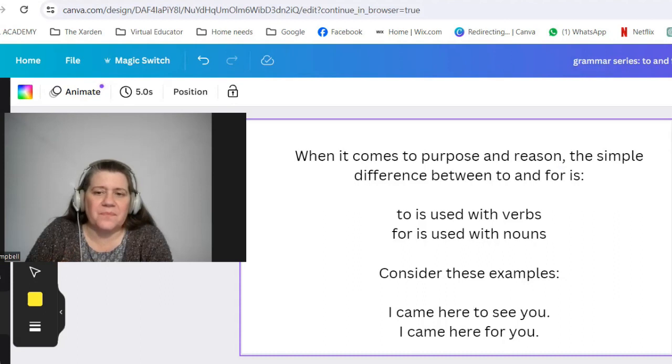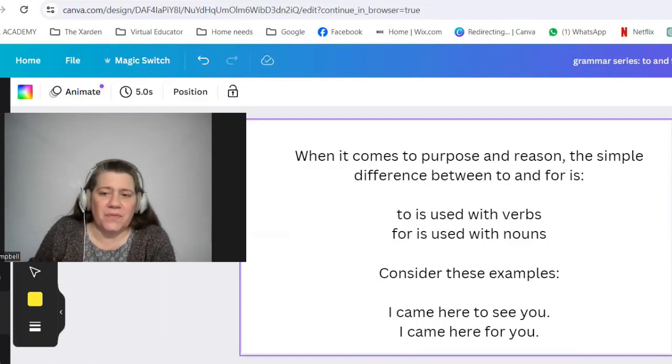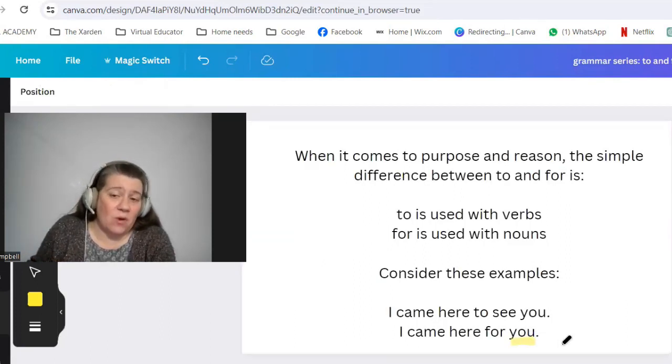For example, I came here to see you. I came here for you. You is a pronoun, which is a noun, and see is a verb. So I came here to see you. I came here for you. Okay? So if it's followed by a verb, use to. If it's followed by a noun, use for.